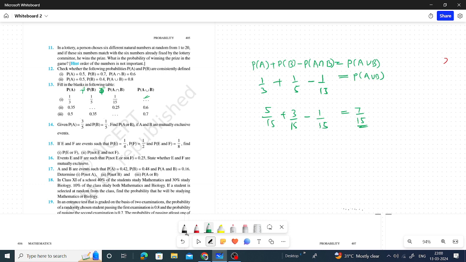Now question number 14: given probability of A is equal to 3 by 5, probability of B is equal to 1 by 5, find probability of A or B if A and B are mutually exclusive. Here you have to find probability of A or B, which means A union B, and A and B are mutually exclusive events. Mutually exclusive events means probability of A intersection B is equal to 0. So use this formula, probability of A plus probability of B minus probability of A intersection B, where the last term is 0. So you will get probability of A union B.